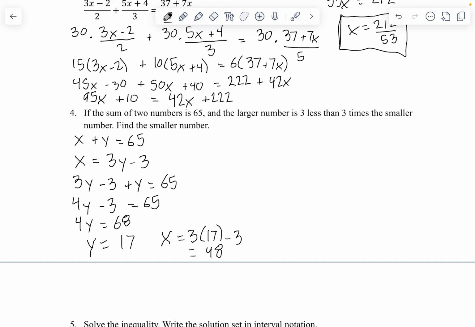Okay. So those are my two numbers, right? The larger number is 48, and the smaller number is 17. Okay. All right.